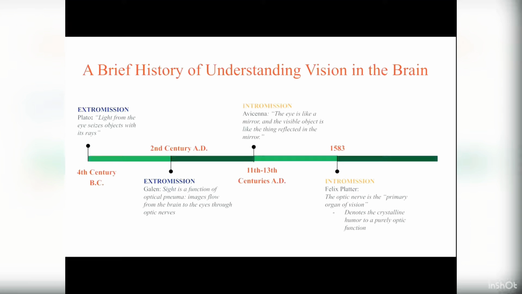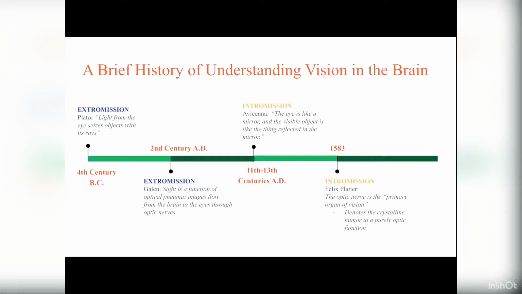Researchers such as Galen quoted, "The crystalline lens is the principal instrument of vision, a fact clearly proved by what physicians call cataracts, which lie between the crystalline humor and the cornea and interfere with vision until they are couched." By the 11th century, intromission began to dominate as the leading theory.